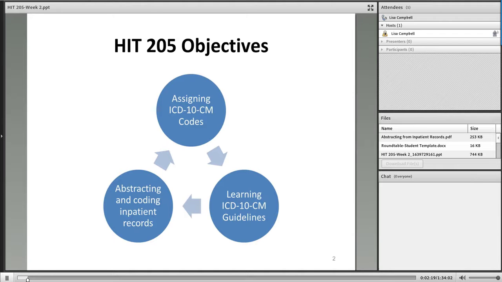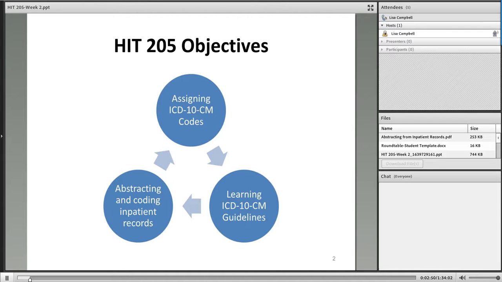As a reminder, it's going to be very important that you have a hard copy of the coding manual or guidelines so that you can make notes on your guidelines, so that as you begin to prepare for your credentialing exams, you have all of that information available at your fingertips. And then the third component is abstracting and coding inpatient records.